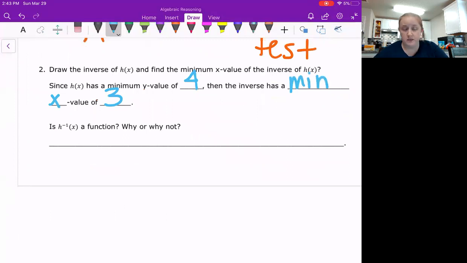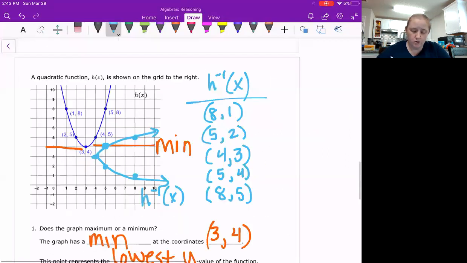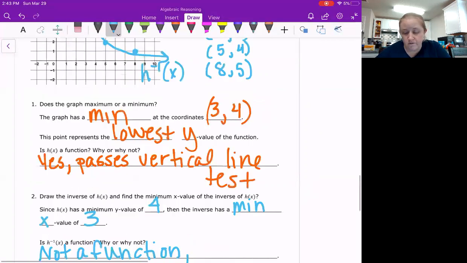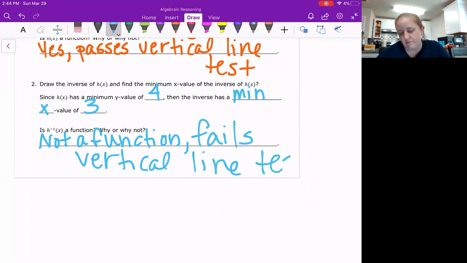Is h inverse of x a function, yes or no? This time the inverse is not a function. If I go back to that graph and I drop in a vertical line on that graph, it is hitting that inverse more than one time. So it fails the vertical line test, making it not a function.